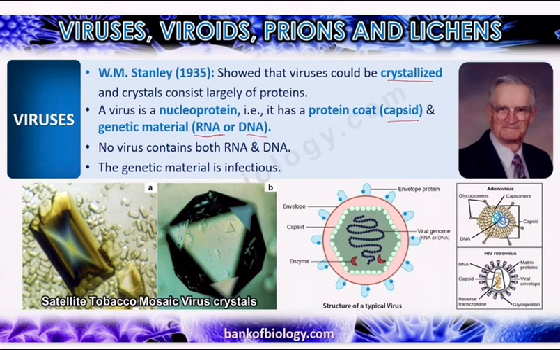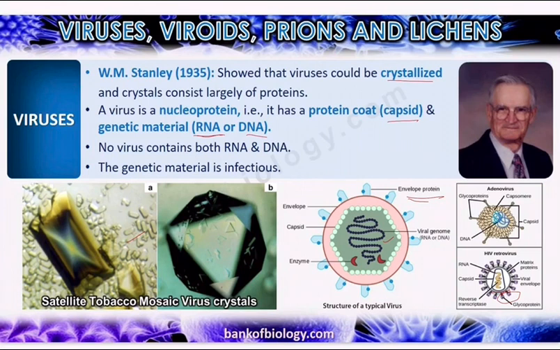No virus contains both RNA and DNA. The genetic material is infectious. You can see here some of the viruses: satellite tobacco mosaic. We say TMV, tobacco mosaic virus crystals here. And when we analyze that, the structure of the virus will be like this. So inside you have RNA, the genetic material. Outside you have the capsid, protein.